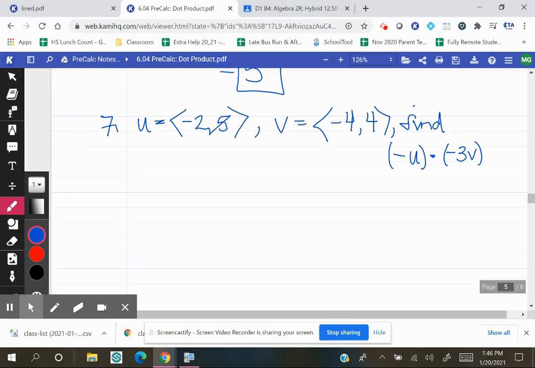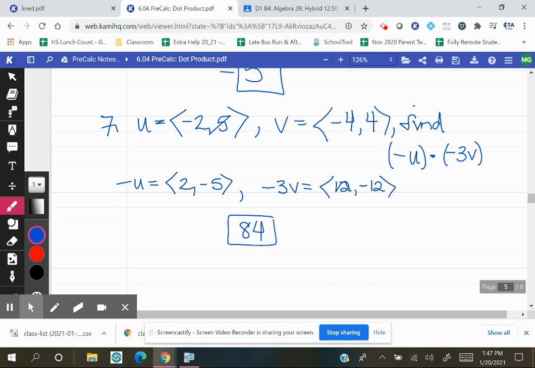All right, so you should have gotten negative u to be 2, negative 5, and negative 3v to be 12, negative 12. And then you can go ahead and find their dot product. So you might write that out first. So negative u is 2, negative 5. And negative 3v, so I'd multiply everything through by negative 3, would be 12, negative 12. And then find the dot product of these two. So 2 times 12 and negative 5 times negative 12. And your final answer should be 84.